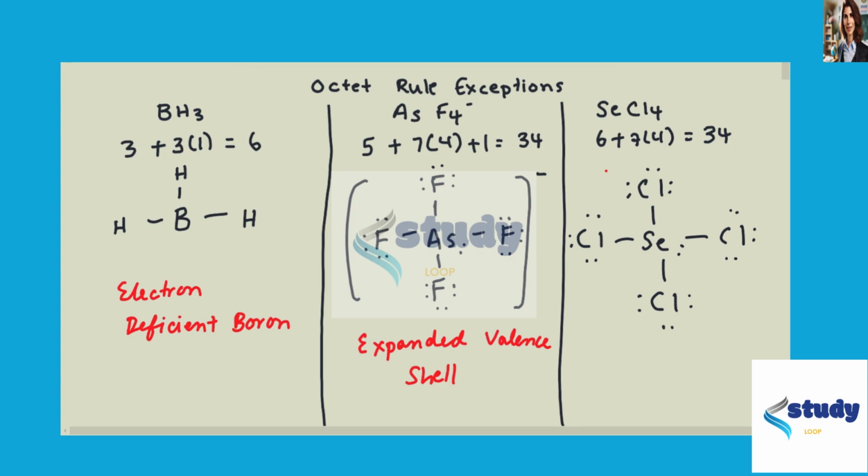So we're all set. Like arsenic in the previous example, selenium also has 10 electrons, which is an expanded octet, and therefore it's an expanded valence shell. That's the nature of the exception here.